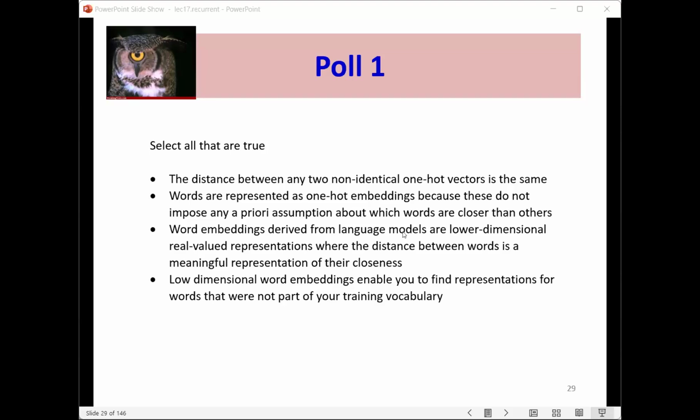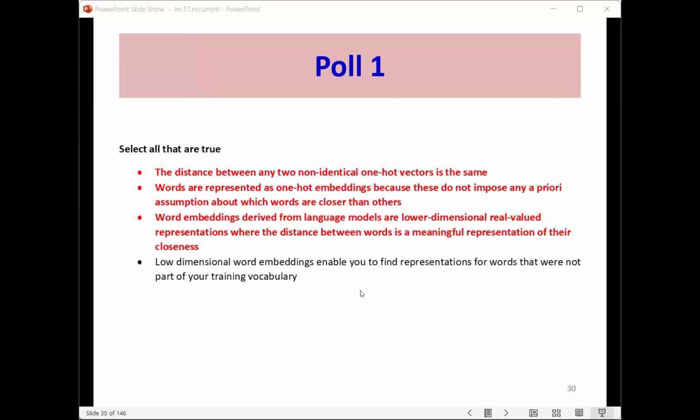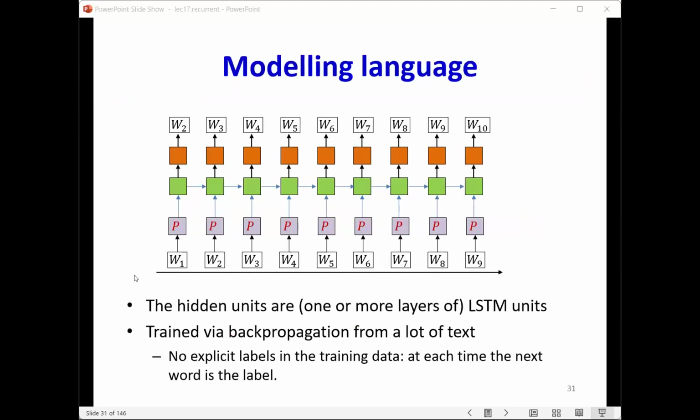True or false? True. Word embeddings derived from language models are lower dimensional real valued representations where the distance is a meaningful representation of the closeness of words. True or false? Low dimensional embeddings enable you to find representations for words that were not part of the training vocabulary, true or false? This last one, you can't, that's fixed, right? So the first three are true and the last one is false. Thank you. So here's where we are.